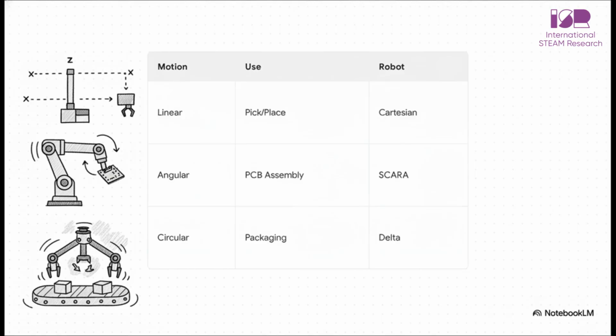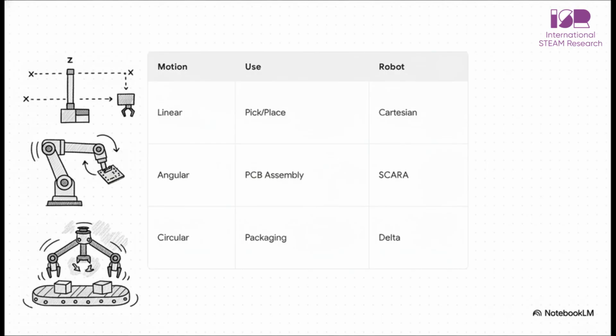The Scara robot is the star of the show for this one. And finally, circular or rotary motion, characterized by a radius and angular acceleration. You'll see this used constantly in high-speed food packaging or welding large pieces, frequently utilizing the incredibly fast Delta robot. Let's look a little closer at those first two machines.